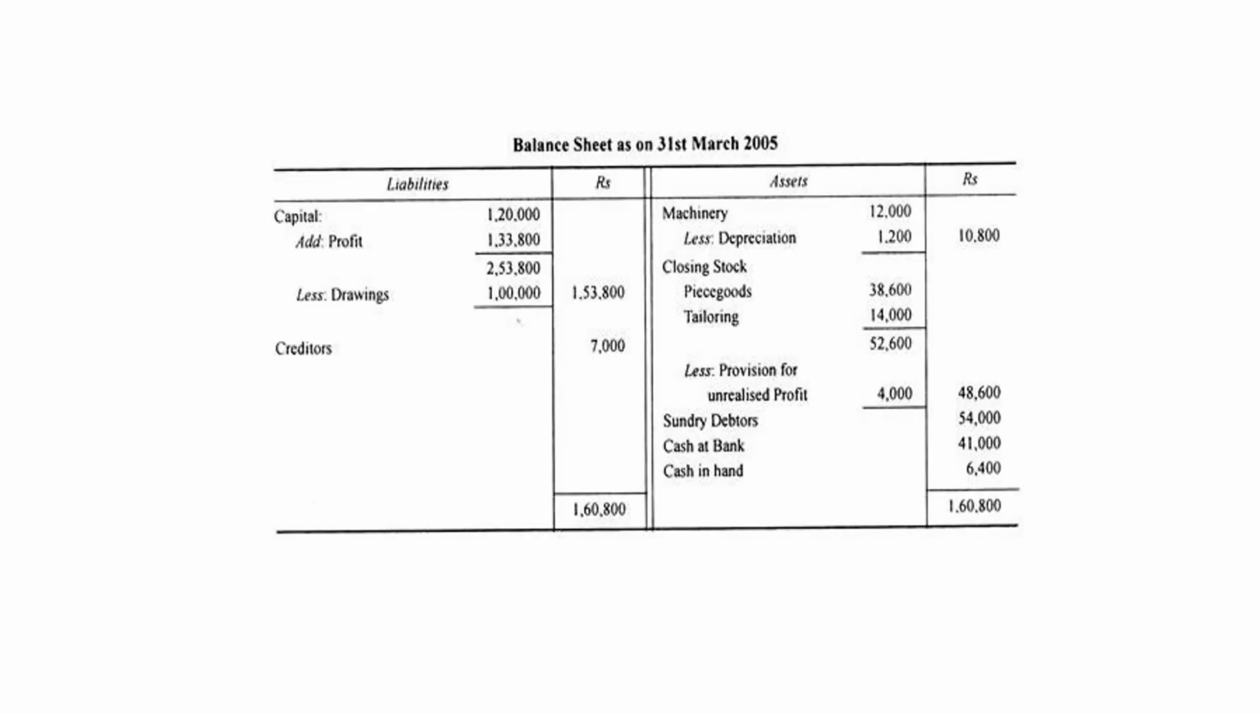Now you will make the balance sheet. Capital plus profit less drawings, creditors, then machinery less depreciation, then closing stock was directly given. Then you have to deduct the provision for unrealized profit, then debtors and cash at bank and cash in hand. Fine.